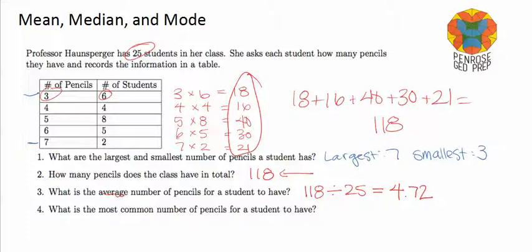Our last question asks us to find the most common number of pencils for a student to have. Which number of pencils do the largest number of students have? So in order to figure this out, we're going to look at our table and look for the largest number in the column that lists the number of students. So looking through our column, it looks like the largest number is 8. This corresponds to 5 pencils. So the most common number of pencils for a student to have is 5 pencils.